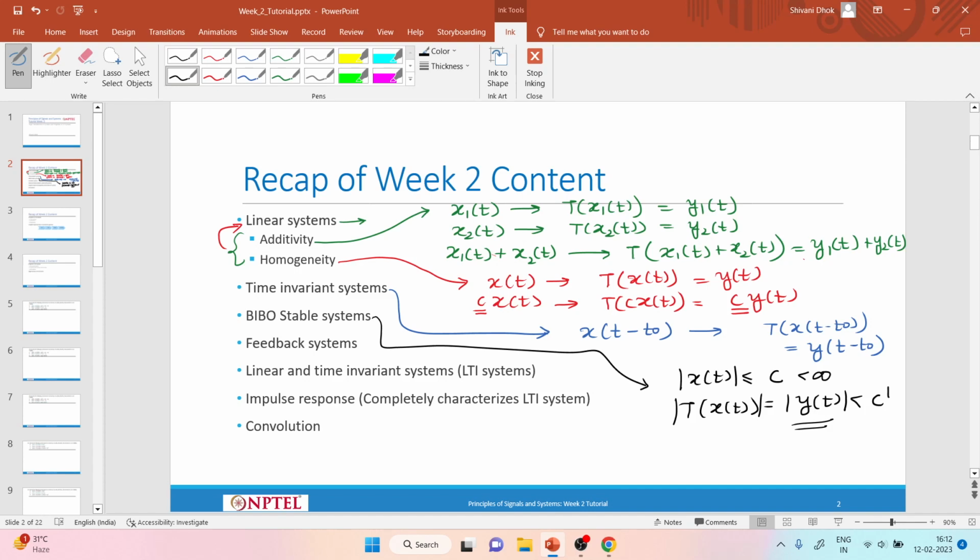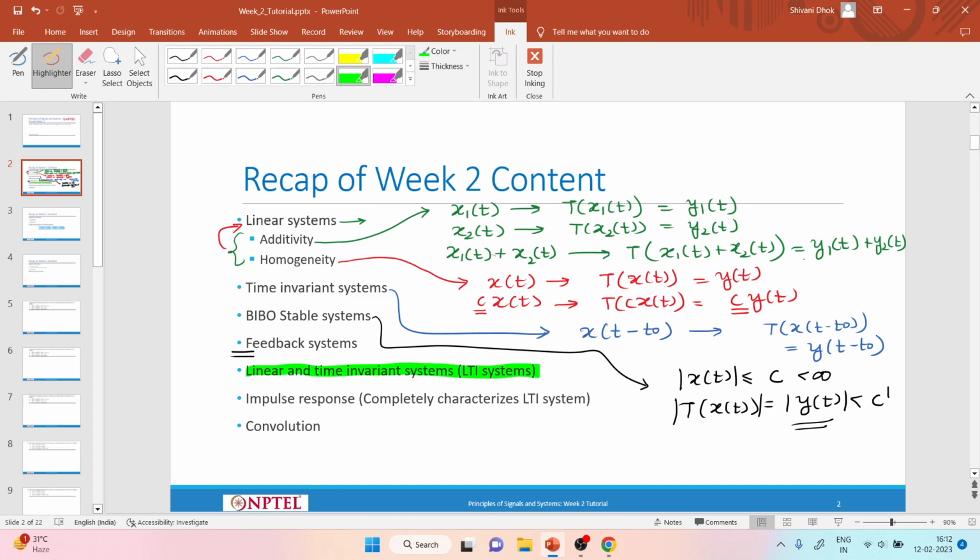The next classification that was covered was feedback systems. In feedback systems, the output after some processing is again fed back to the input. So in such systems, the output is also a part of the input of the system. The major classification that was taken was linear and time invariant systems.